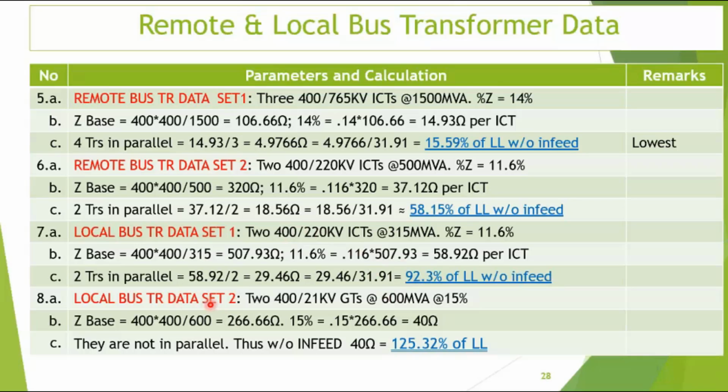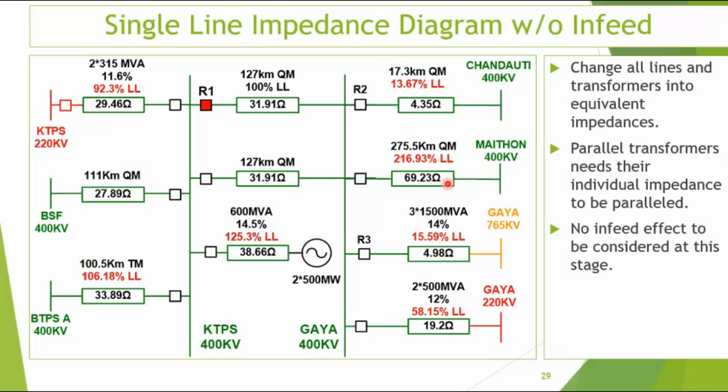And local bus transformer data 2, that will be 2 GTs over here, 15%, but over here we don't have it in parallel. GTs are never parallel. So this divide by 2 factor will not come over here. They are not in parallel, so without infeed, 40 ohm is the ohmic impedance, which is around 125% something of line length.